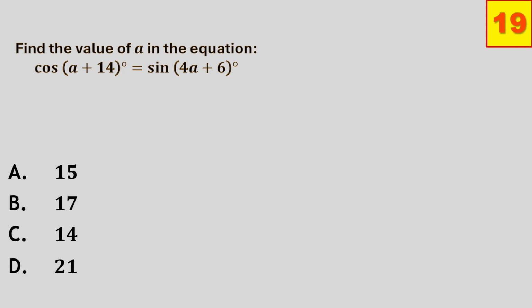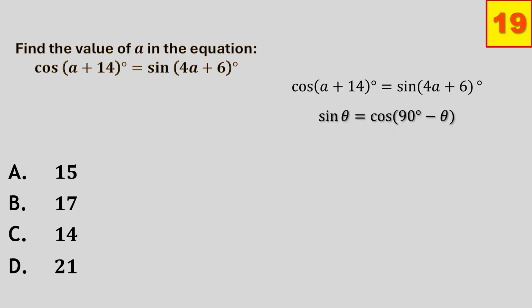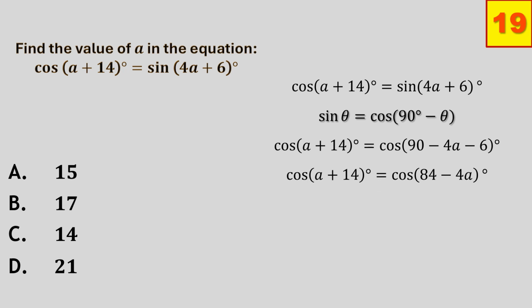Find the value of a in this equation. Remember, the sine of an angle is the same as the cosine of the result of 90 minus the same angle. So, sine 4a plus 6 can be written as cosine 90 minus 4a minus 6. 90 minus 6 is 84. The cosine of these numbers are the same. Therefore, the numbers are the same.